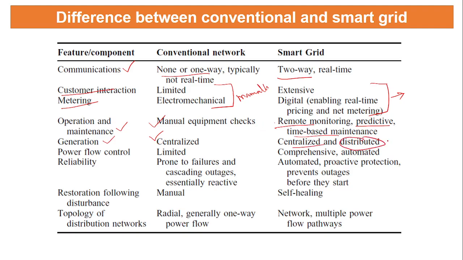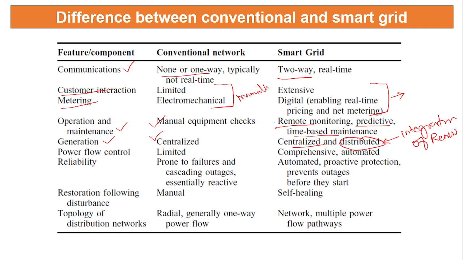The meaning of distributed is that integration of renewable energy sources will be possible. So the renewable energy sources can be integrated and distributed. That's why we can say it is centralized and distributed.